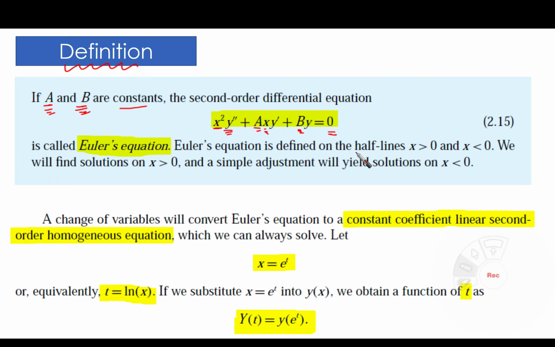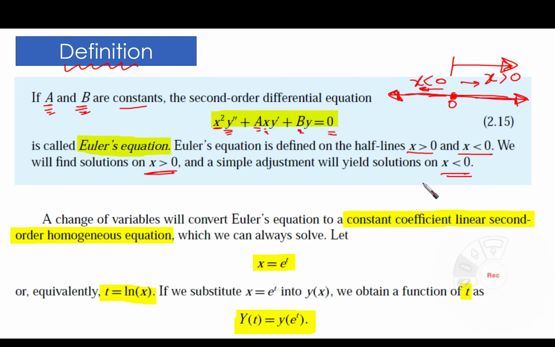Euler's equation is defined on the half lines x larger than 0 and x smaller than 0. Whenever we solve an equation, we are talking about intervals. If this is 0, for example, the values larger than 0 are here, and the values smaller than 0 are going here. This is the interval of the solution of our equation. We will find solutions for x larger than 0, and a simple adjustment will yield solutions for x smaller than 0. Actually, we are not very interested in x less than 0. We are going to focus on how to find the solution for x larger than 0.